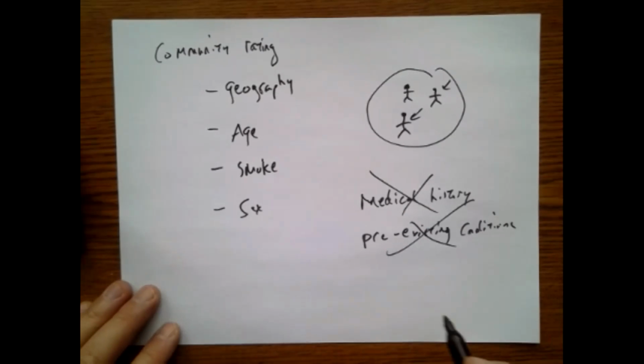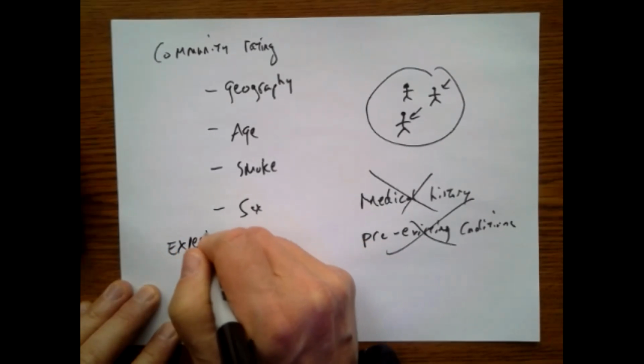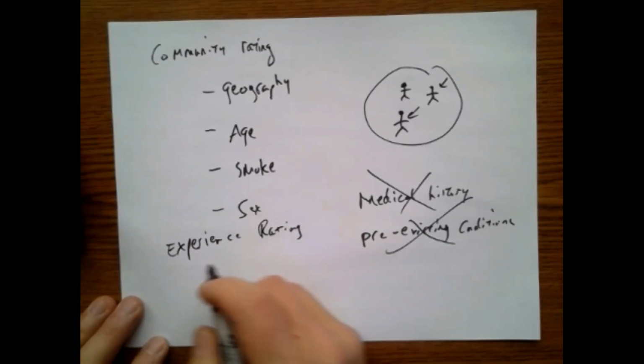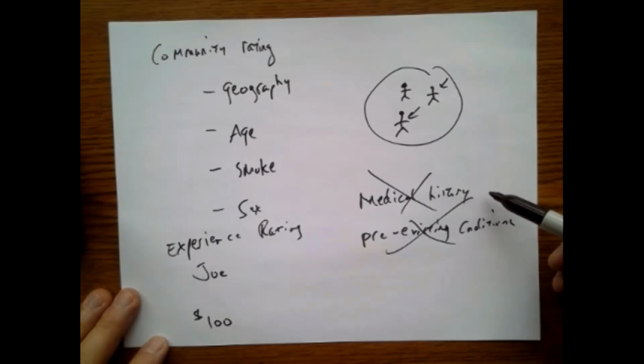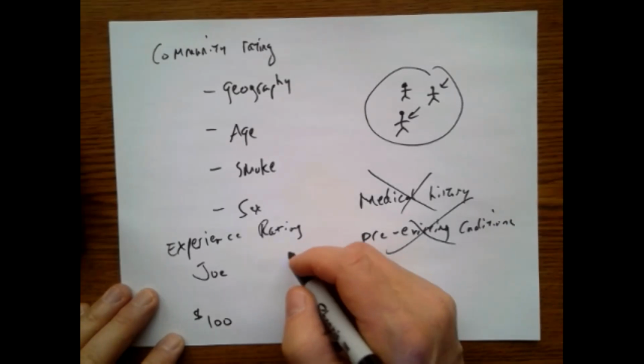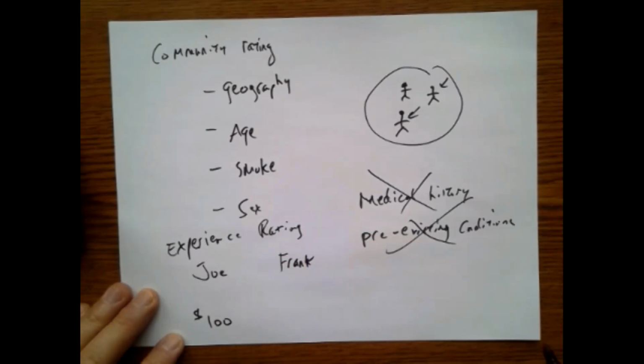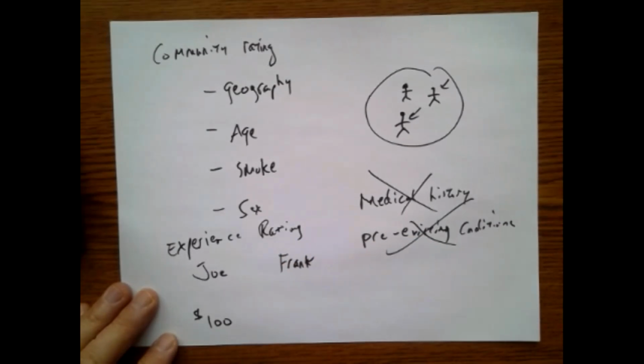Now, what happens? Well, under experience rating, let's say Joe is in good shape. He paid $100 a month in premiums because he had a healthy medical history. He had no pre-existing conditions. He appeared to be in good shape. And then we have Frank, who is obese, a smoker, didn't get any exercise, has a heart condition, asthma, and type 2 diabetes, which is diabetes you acquire because your pancreas gives up on you because you eat so badly, amongst other things.